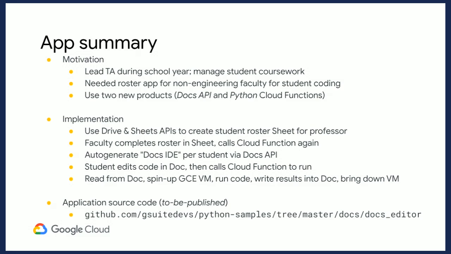So the way it worked was he used the Drive and the Sheets API to create the student roster for the professor. The faculty completes the roster, and the sheet calls the Cloud Function again. It auto-generates a Docs "IDE" for every student using the Docs API. The student edits the code, then it calls the Cloud Function to run the code, which is read from the doc, spins up a VM, runs the code, writes it back to the doc, and then takes down the VM. The application code will be here once it is published. It is not published yet. It's still going through final approval.